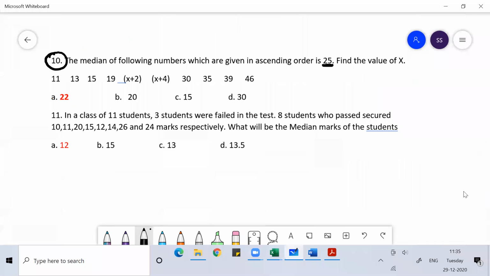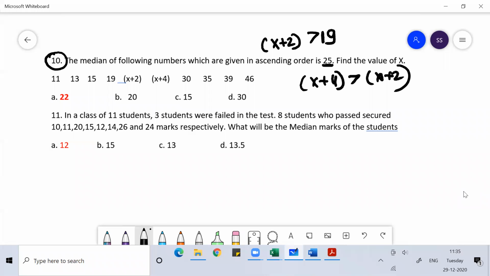Please understand that x plus 2 would definitely be greater than 19, and x plus 4 would definitely be greater than x plus 2, so x cannot be negative. This data is in ascending order, and the median for this data is 25. You have to find the value of x. So how will you find the value of x?